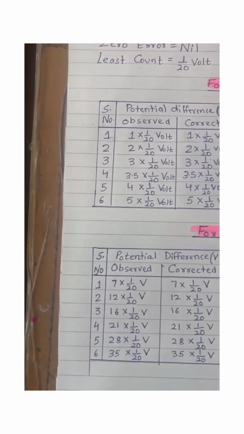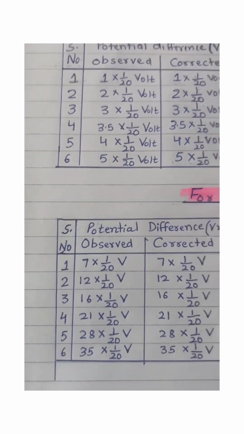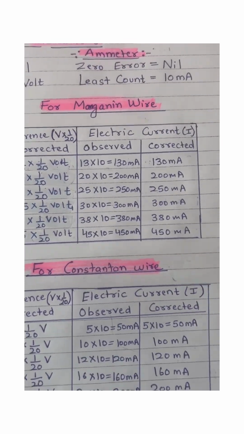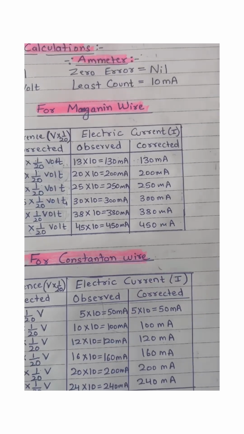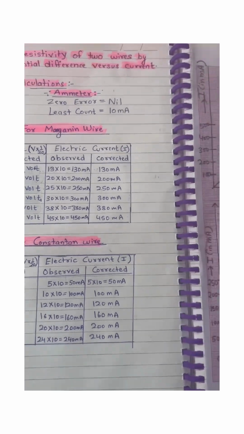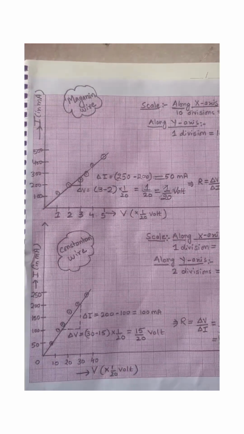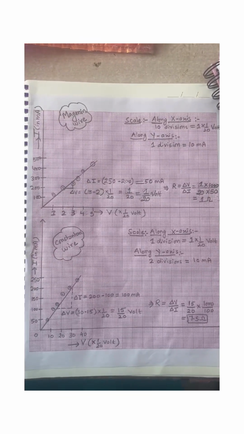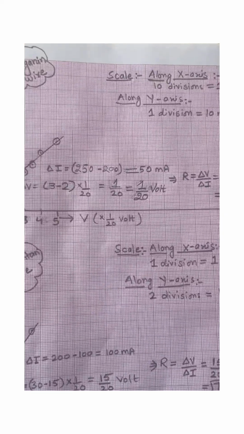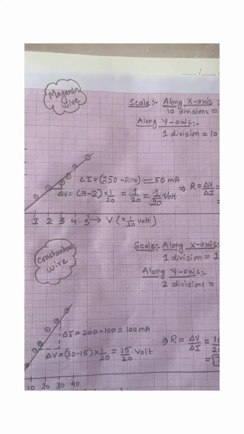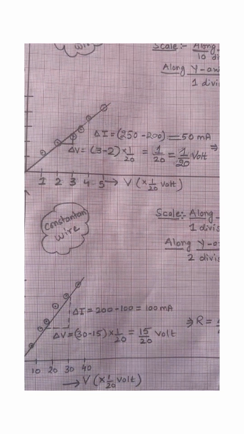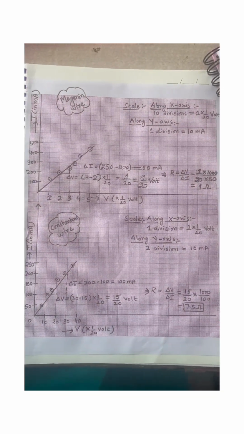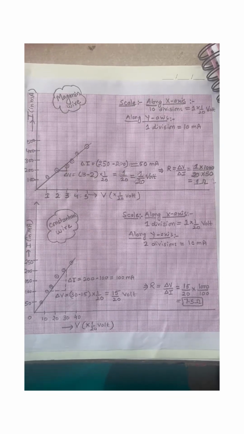Now all the readings of the Ohm's law circuit for the two different wires are tabulated in the observation table. In this table, all the lines are multiplied by the least count for both the voltmeter and ammeter readings, and graphs are being plotted using these readings, from where we can calculate slopes, and the slope of the VI graph will give us the resistance of the two different wires.